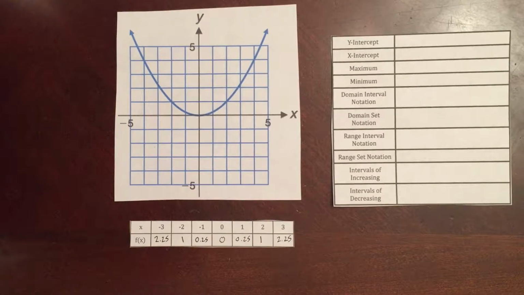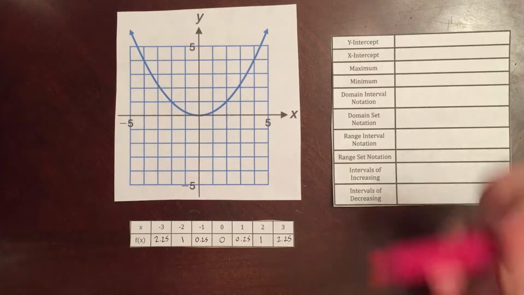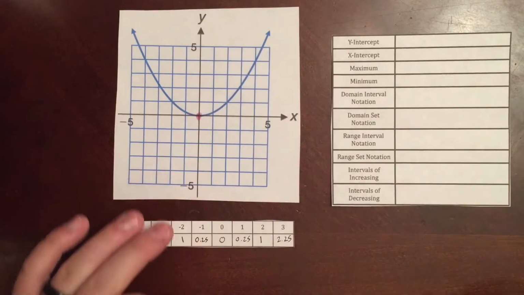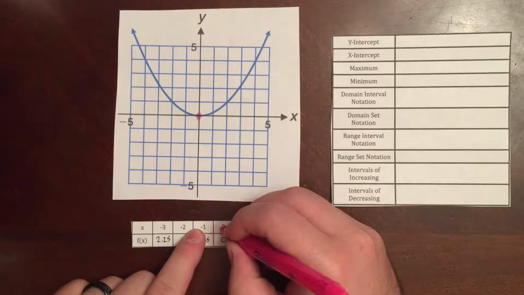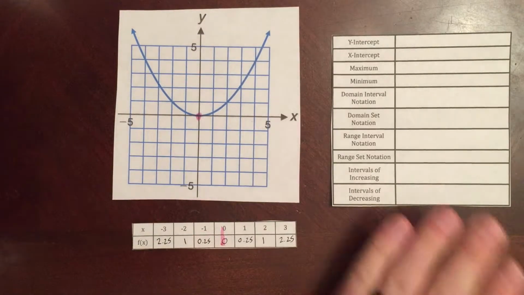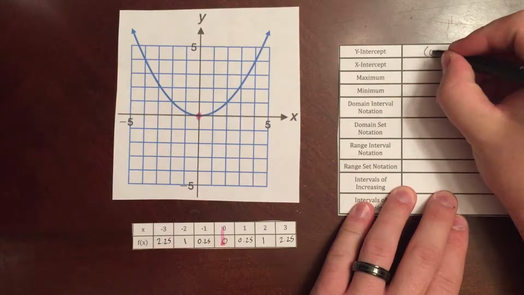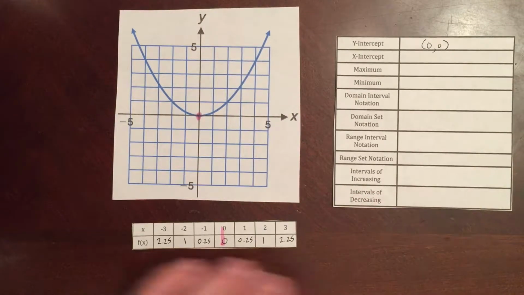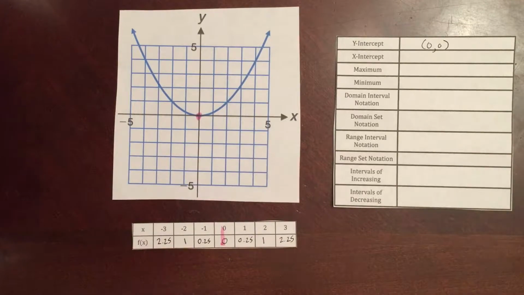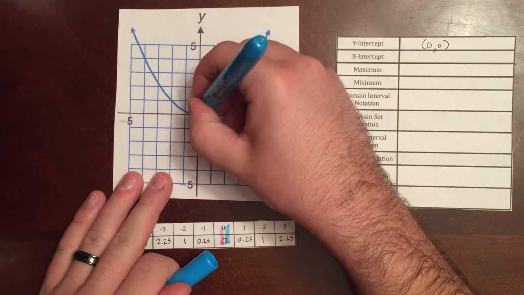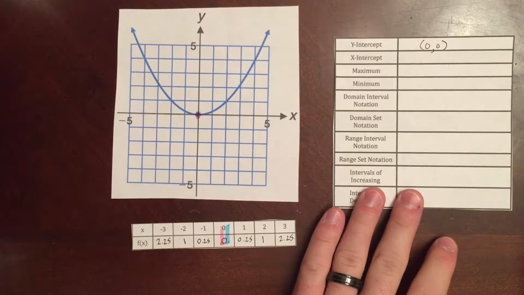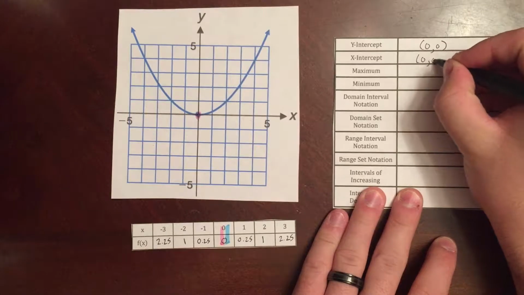Now we're going to try to identify the intercepts. So the first intercept is y. Where do we see it? Well, I see my y-intercept right here on my graph where it crosses the y-axis. I also see it on my table right here. So my y-intercept is 0, 0. What is my x-intercept? Well, my x-intercept is where it crosses the x-axis. I see that actually at the same point as the y-intercept. The x-intercept and the y-intercept here happen to be the same points.